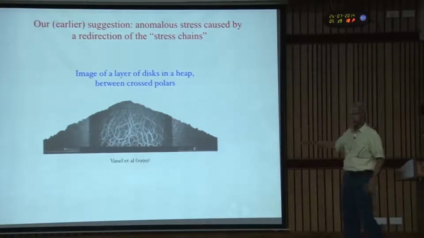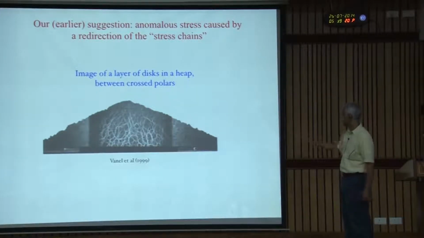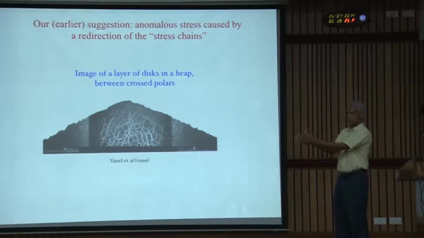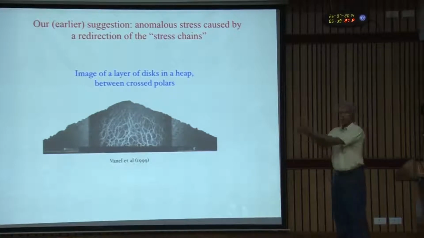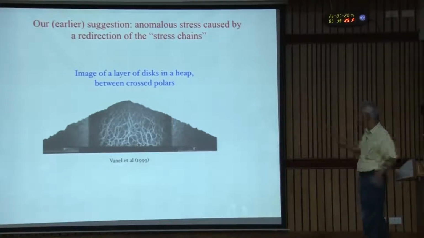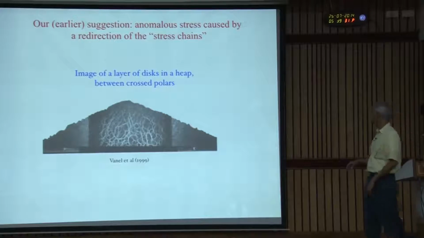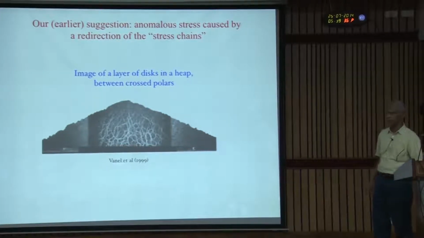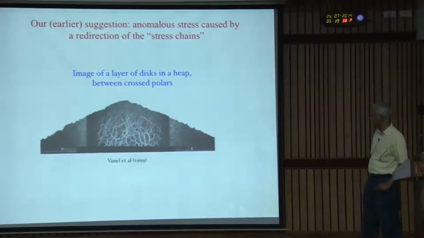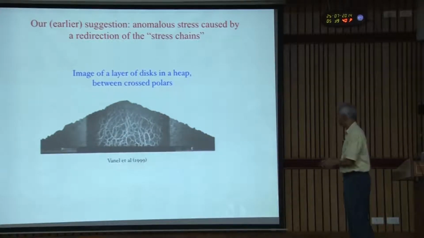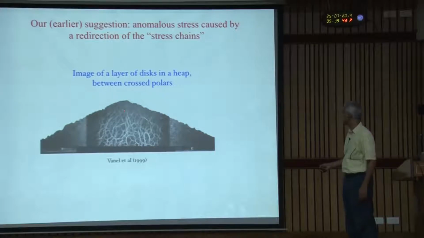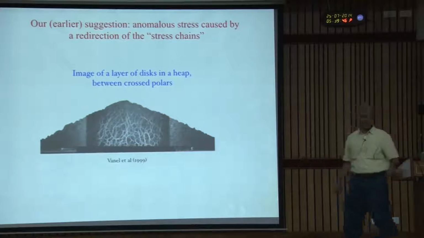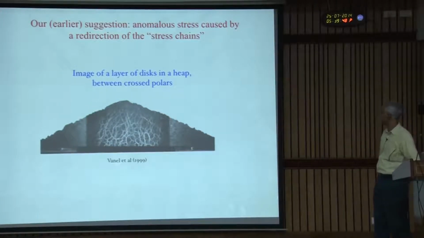Okay, and these are images obtained by Bob Behringer's group, who used photoelastic discs. This is a 2D heap of photoelastic discs between two glass plates, and they use crossed polars to detect the birefringence in the discs when there is a stress applied. So the bright areas are the areas of high stress. So you can see that the stresses are more or less transmitted in columns radiating downwards from the top.